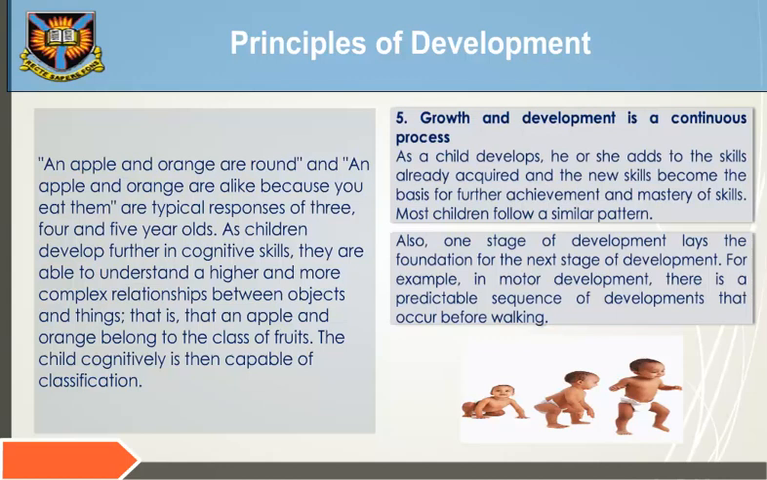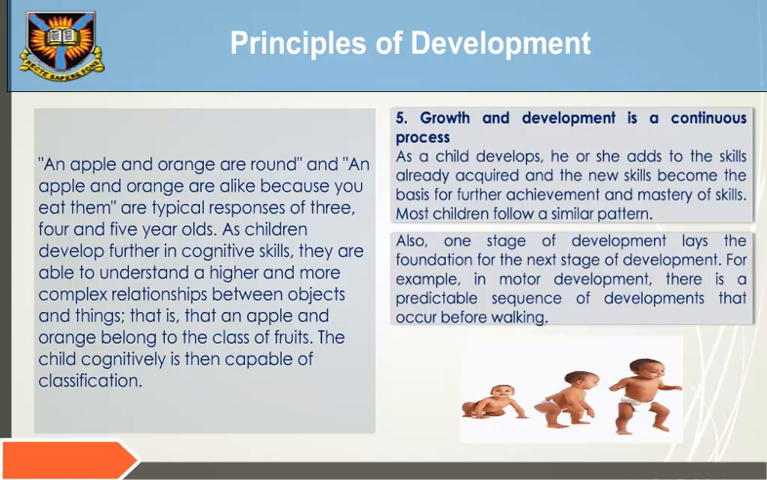5. Growth and development is a continuous process. As a child develops, he or she adds to the skills already acquired, and the new skills become the basis for further achievement and mastery of skills. Most children follow a similar pattern. Also, one stage of development lays the foundation for the next stage of development.